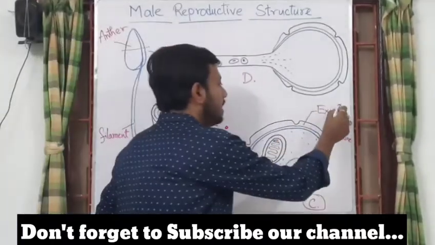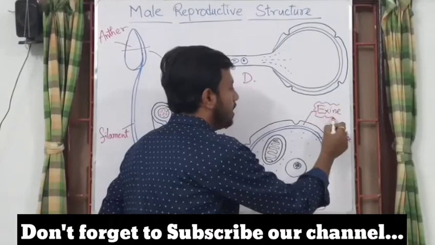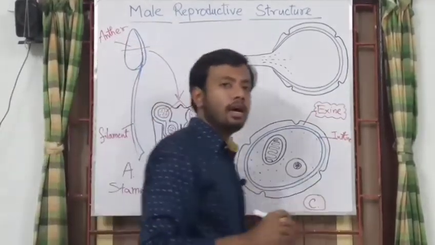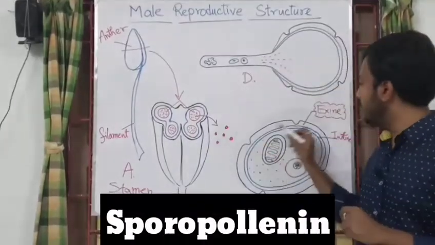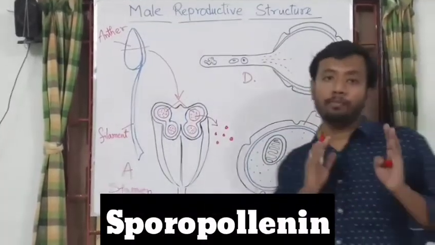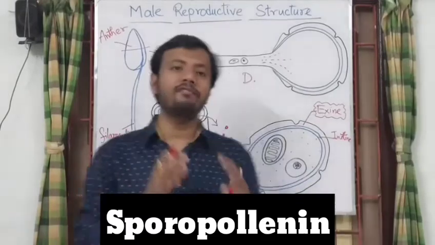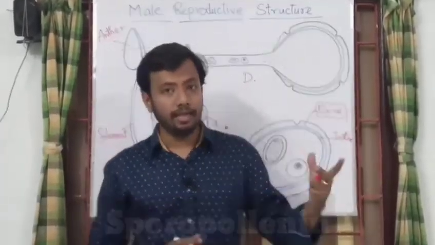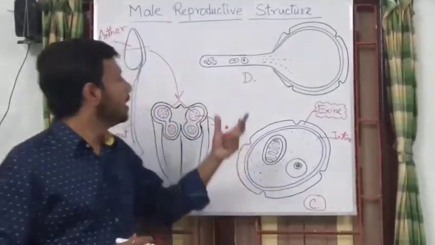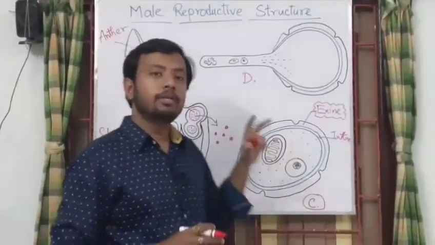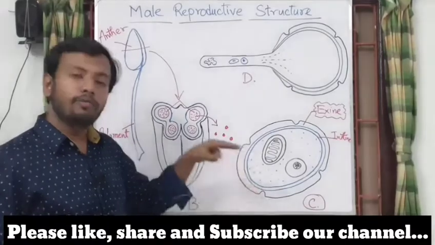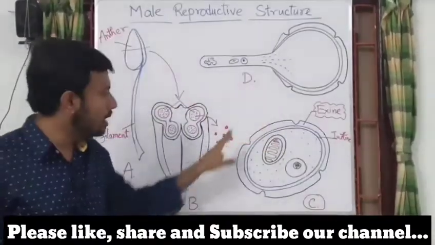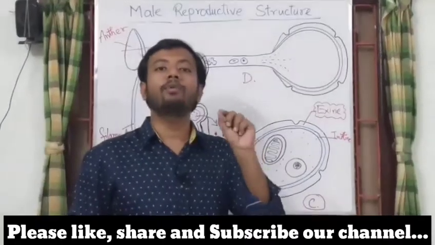Now this exine layer is very peculiar by its nature. There is a substance known as sporopollenin found inside this exine layer, and it makes the exine layer very tough. It can withstand a high range of temperature, salinity, and pH range, and this exine layer helps the pollen grain to survive for a longer period of time outside the androecium. So this is a peculiar structure of a pollen grain.